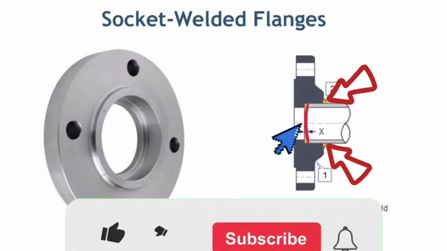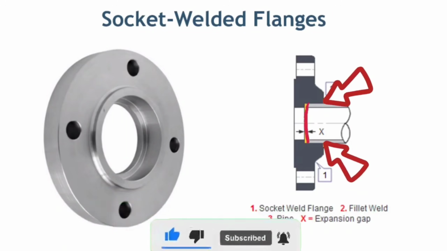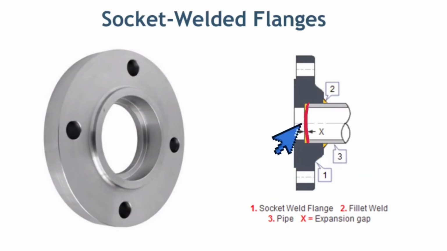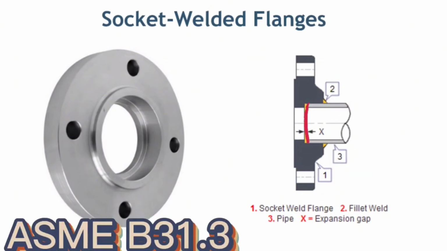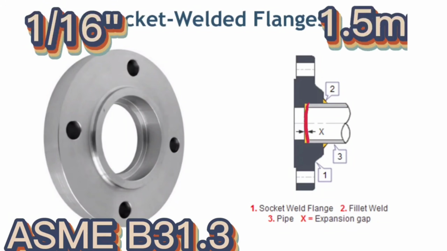There is a small pocket after the pipe to accommodate thermal expansion of pipe, which stagnates fluid and can cause corrosion if the fluid is highly corrosive. The ASME 31.3 standard states that an approximate gap of 1/16 of an inch, 1.5 mm, between the socket and pipe end is required.